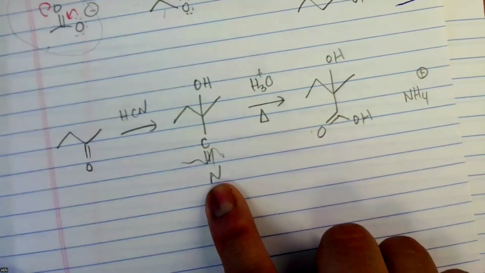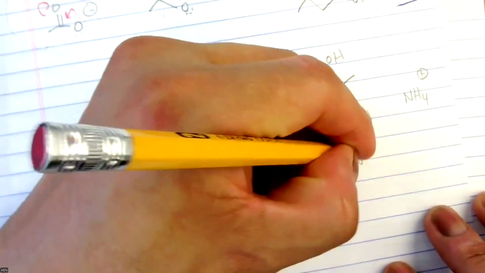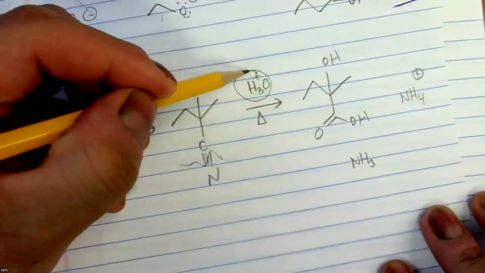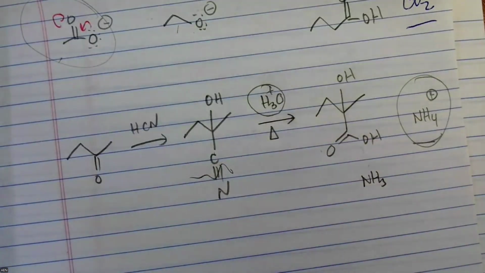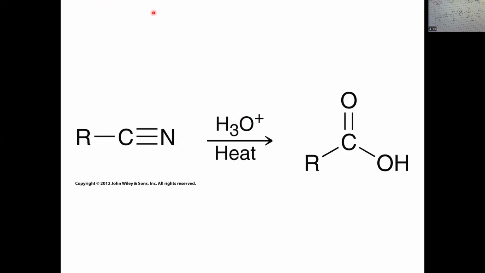Ammonium ion. Technically, it should be NH3, ammonia. But since you are in acidic conditions, the ammonia gets protonated, giving you ammonium ions. Okay, we don't need to know the mechanism. Yeah, that's the good news that I was telling you before. But that's an additional way how to make a carboxylic acid. So no mechanism for this. Okay, but we need to know it.